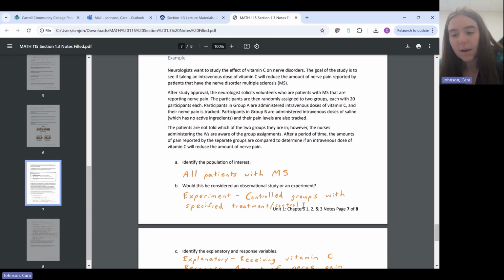It's definitely an experiment. We're specifically controlling the groups. We have specified treatment and control. So we're not just collecting data, we're specifically manipulating the subjects, saying you're in the control group, you're in the treatment group, which enables us to basically control for outside effects as much as possible and actually make a direct comparison between the treatment and the control group.